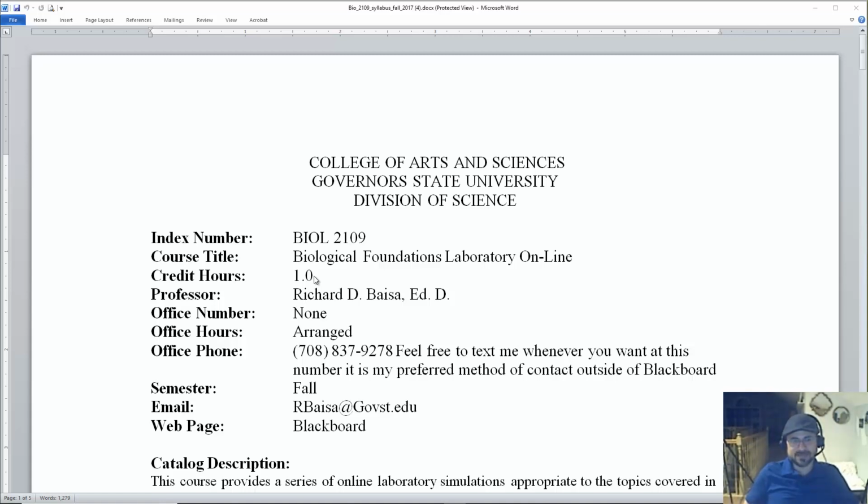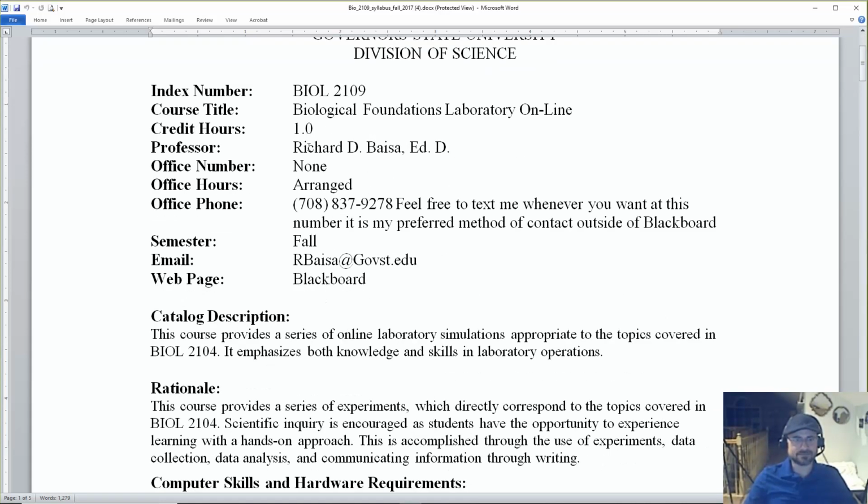1 credit hour of lab time is usually 3 hours. So, with that being said, you have to keep that in mind when you are actually doing the work that you're required to do, because it's going to take a little bit more than 1 hour a week to actually get through. So that's just the way that it is.